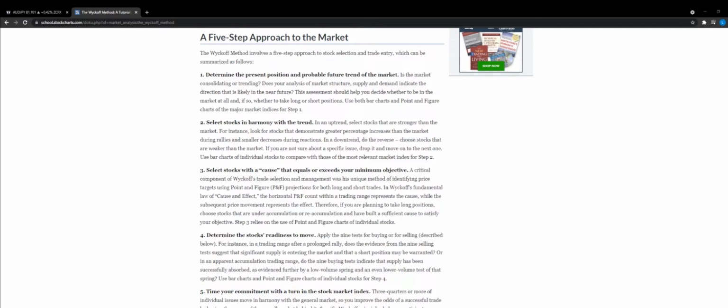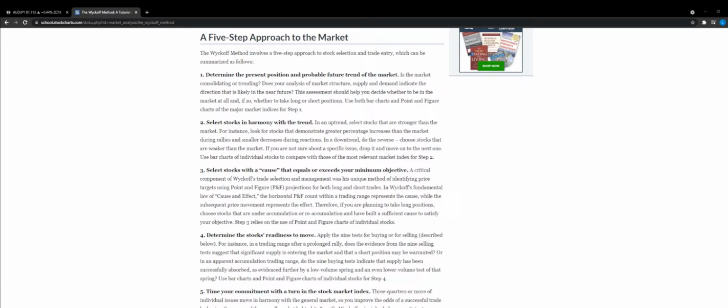Wyckoff also developed the 5-step approach to the market, as we know, and that is based on his many principles and techniques. In short, that essentially means this approach may be seen as a way to put his teachings into practice. Okay, so let's jump into it. Step 1 is to determine the trend.